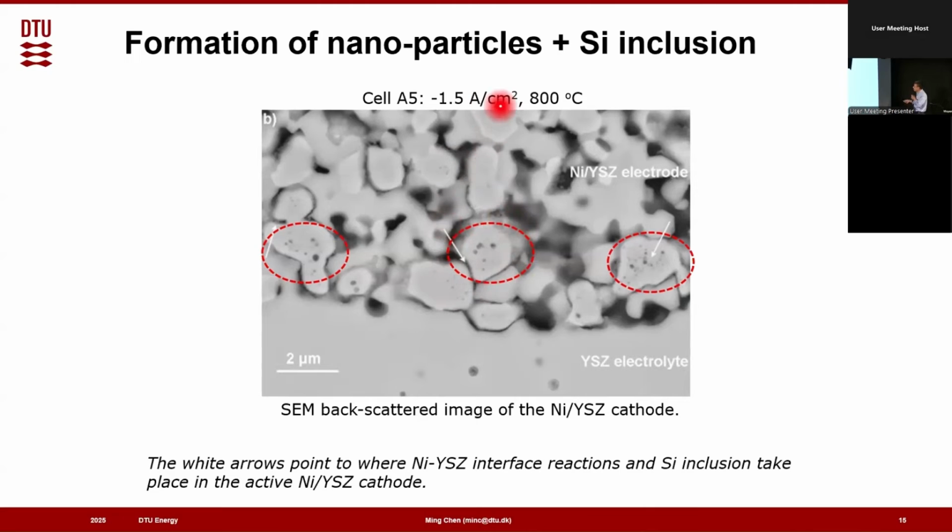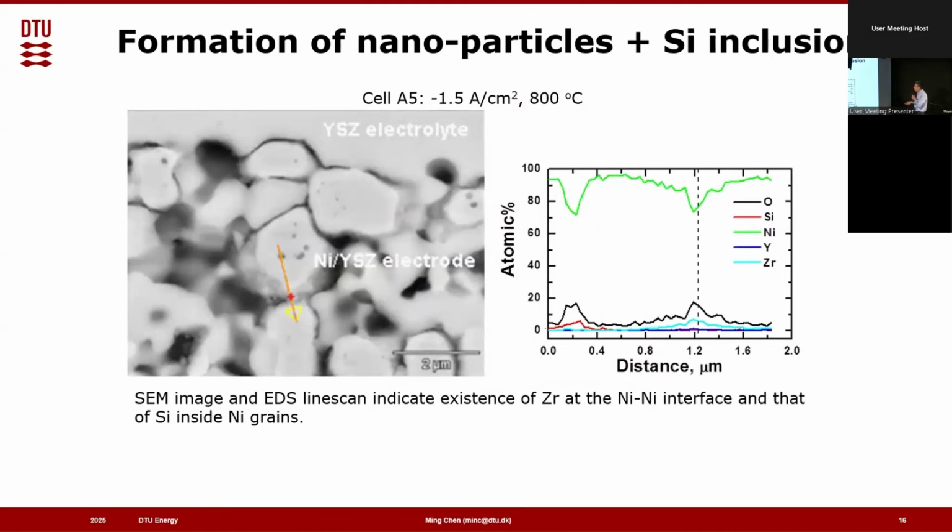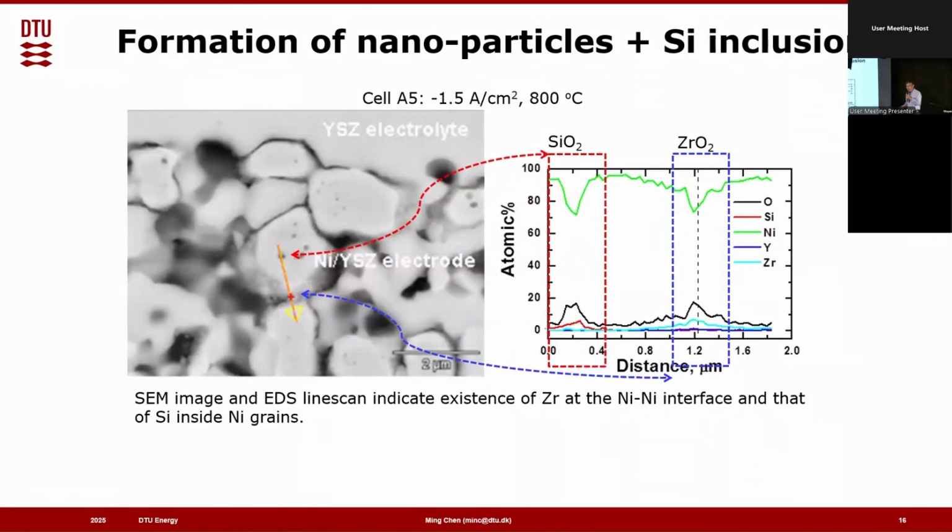So you can see this clean nickel particle, but after harsh conditions operation, we have these black dots inside the nickel particles. And we did SEM EDX analysis. We found that, of course, we have the nano-zirconium particles at the interface, but inside the nickel we have silica. I think it's indicated here. Because we are doing steam electrolysis and providing the system with hot steam, 800 degrees C, this will bring a lot of impurities into our electrolysis cell.